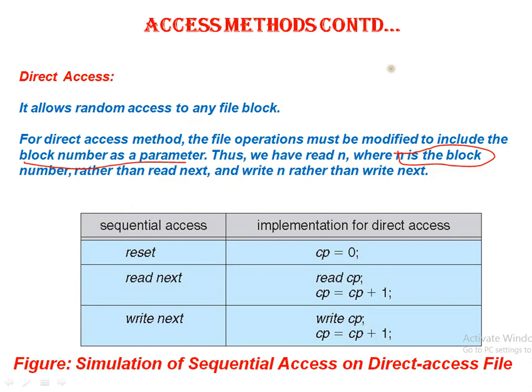Say suppose there is a file ABC. That particular file can first read block number 10, then read block number 20, 30, then read block number 13. It is not in a sequence. Using block number as a parameter, the file is being accessed here.